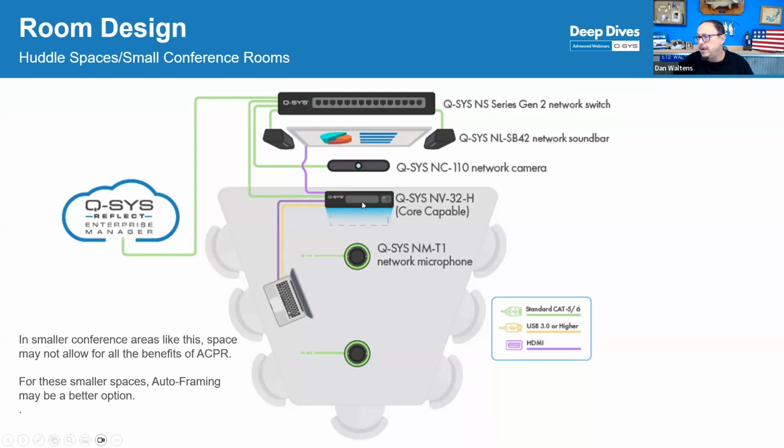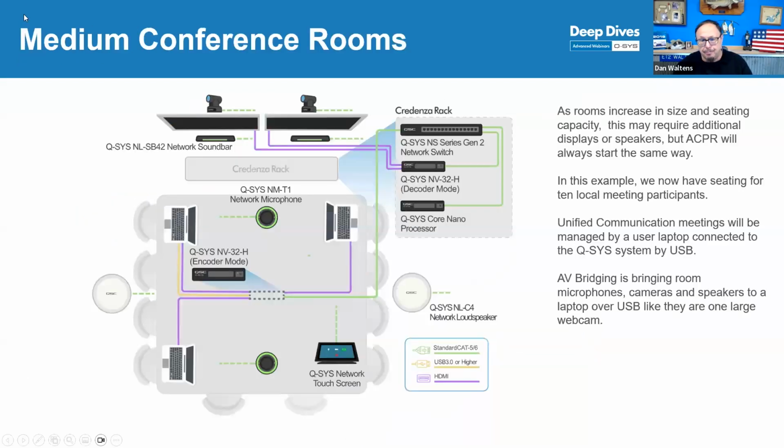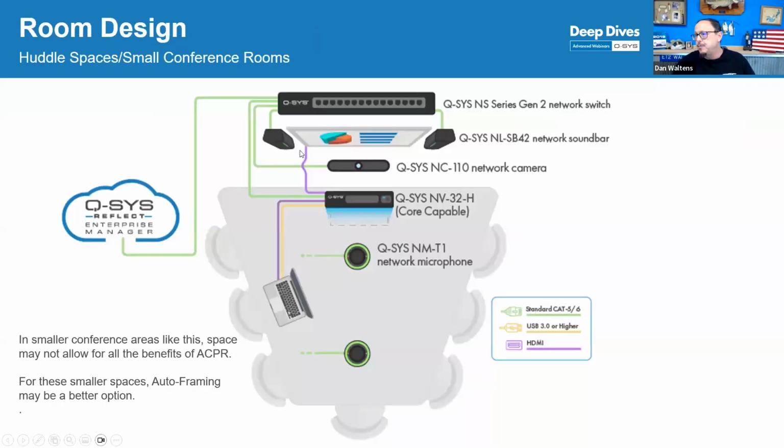So, when you have an NV32 or any one of our core processors, any one of the smaller form factor cores, half RU cores, the Core 110, all have a bridging port on the back of them. And that bridging port, well, I kind of went ahead one slide. That bridging port is one way for your laptop to consume, for a bring your own device type room, to be able to take the camera video and the audio coming from the processor and send that out through your laptop as well.